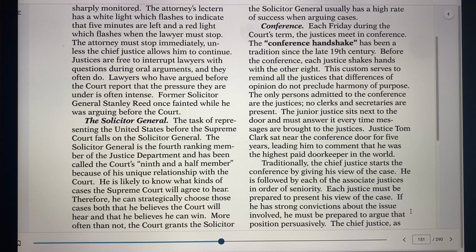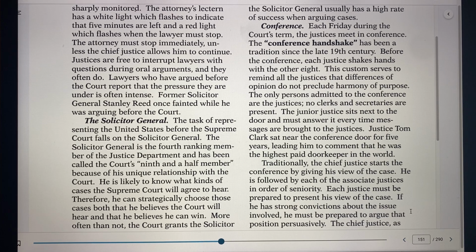Conferences. Each Friday during the court's term, the justices meet in the conference area. Fridays are days to get together, just the justices. And they give their conference handshake. The tradition since the late 19th century is that they shake the hands of all the other eight justices. It's like saying we're all going to get along, even though we have a lot of different opinions on things. It produces a harmony.